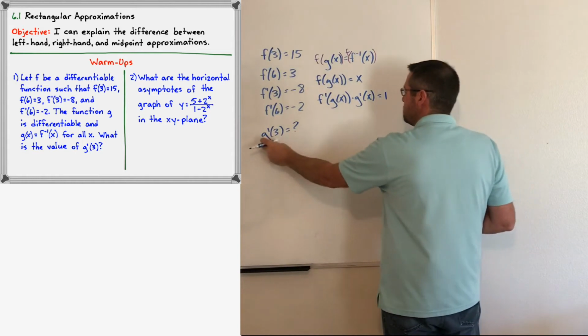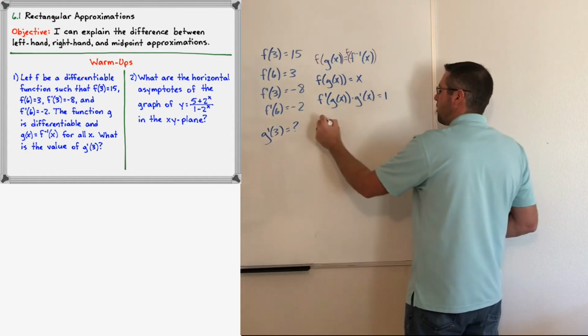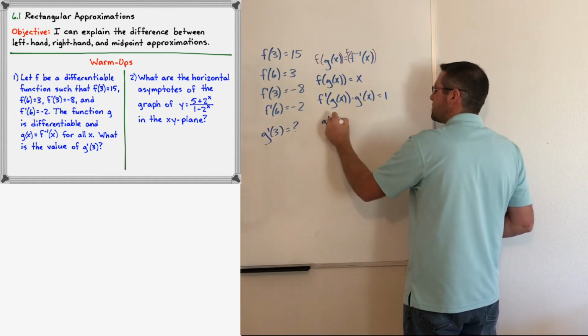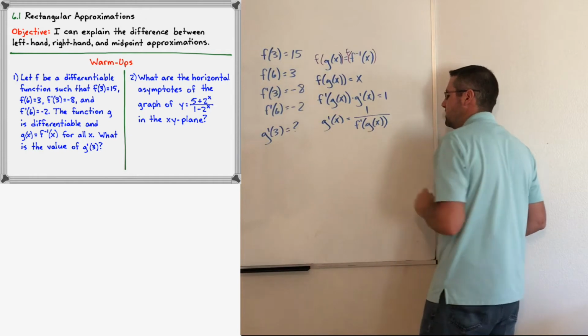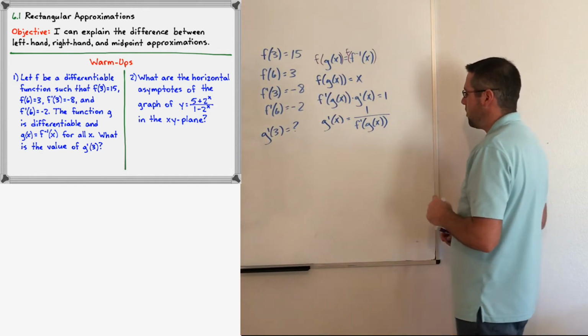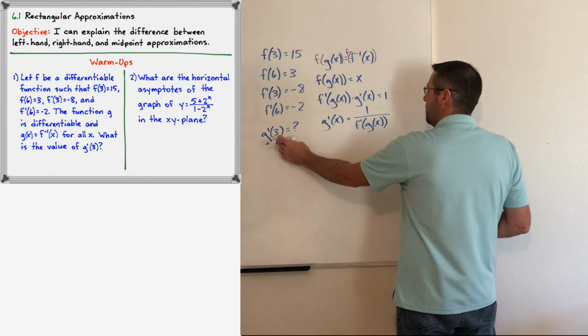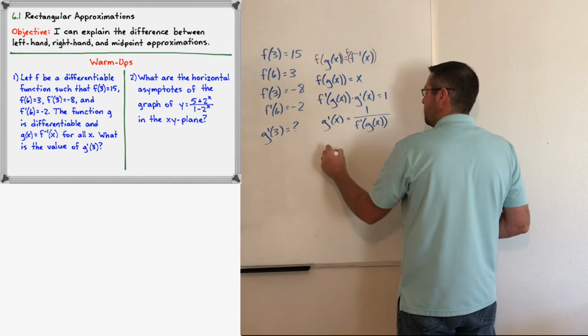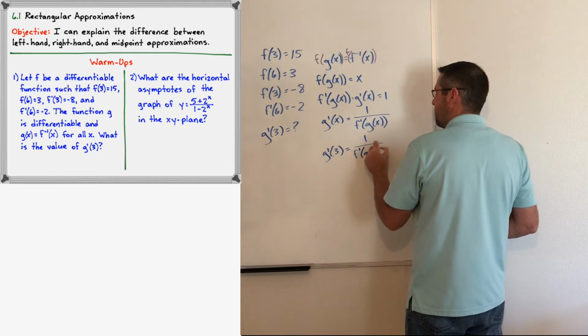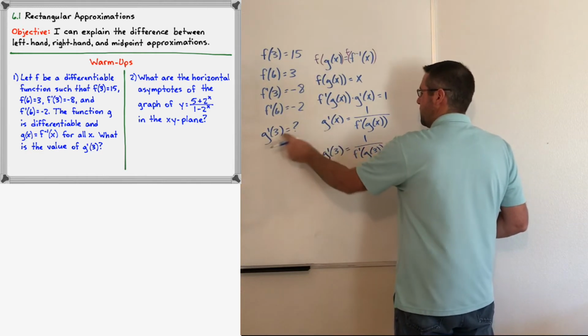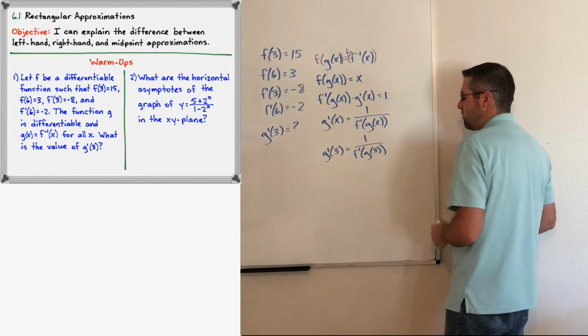And since we're looking for g prime, I'm going to isolate g prime. So g prime of x is equal to 1 divided by f prime of g of x. So we've seen this plenty of times before. So from here, we're going to go ahead and plug in our value of 3 for x. So we've got g prime of 3 is equal to 1 over f prime of g of 3, because we're replacing x with the 3. So anywhere there's an x, I need to put a 3.